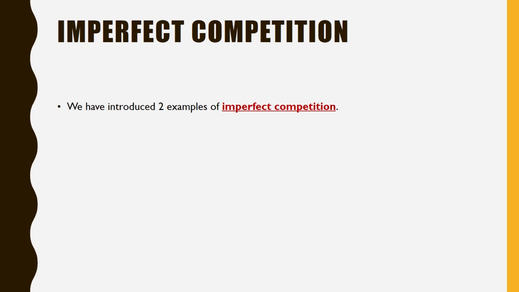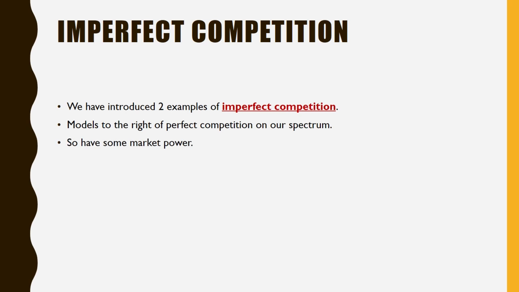So we actually have already introduced two examples of imperfect competition. Now we didn't call it imperfect competition at the time, but that's what we were talking about. So again, we're talking about those models to the right on our spectrum when we had perfect competition, and then we had three other models to the right.